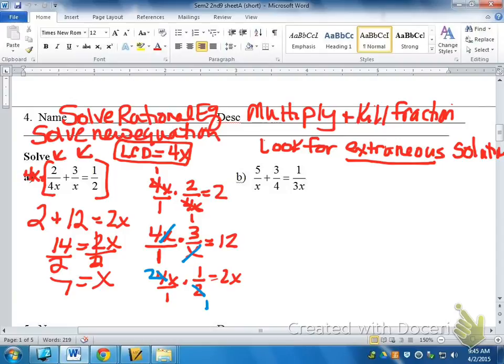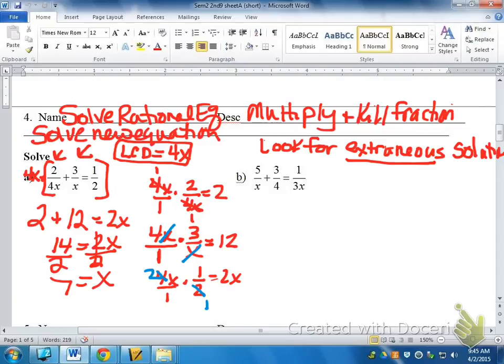I tell you what I'm going to do. I'm going to pause here for a minute. All right, 4b, this problem, 5 over x plus 3 over 4 equals 1 over 3x. We've got to find the least common denominator. So we would look at our 4 and our 3 and think of the least common multiple of 4 and 3. What would that be?